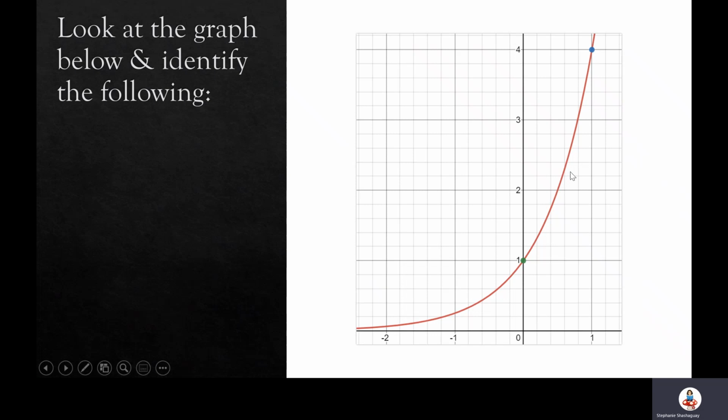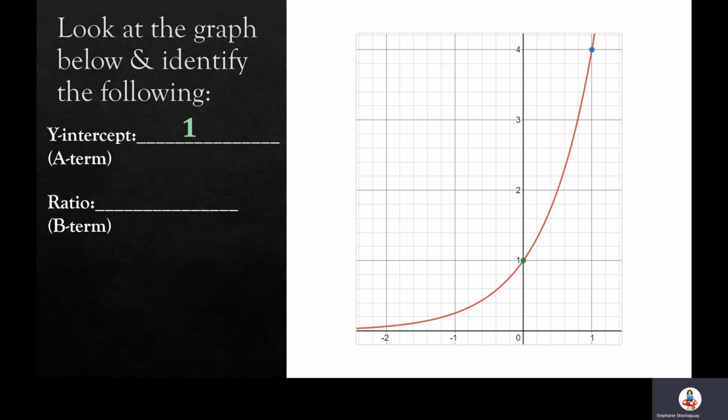All right, now looking at the graph, identify the following. So now we're just looking at this graph here. What is my y-intercept? Where does this graph cross the y-axis? Well, it's at 1. So my y-intercept is 1. Now, how can I find my ratio? How did I go from 1 to 4?